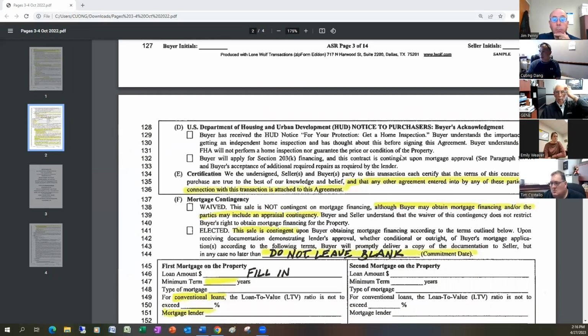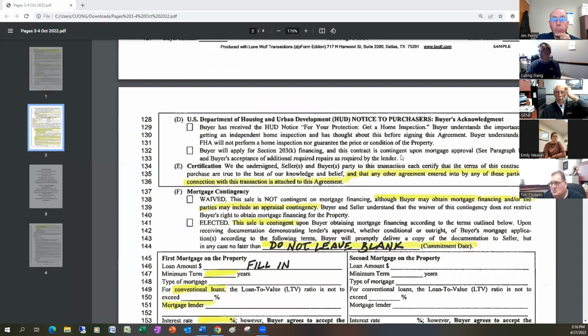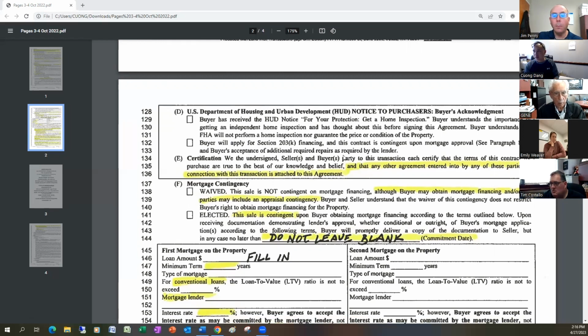Paragraph D has two boxes. Buyer acknowledgement: buyer has received a HUD notice, For Your Protection, Get a Home Inspection. So I believe that's in ZipForms, a little pamphlet you can give to the buyer, that you've advised them on getting a home inspection. Probably a good idea to check mark that box. Buyer will apply for Section 203K financing, and this contract is contingent upon mortgage approval and buyer's acceptance of additional required repairs as required by the lender. Okay, so that's for 203K.